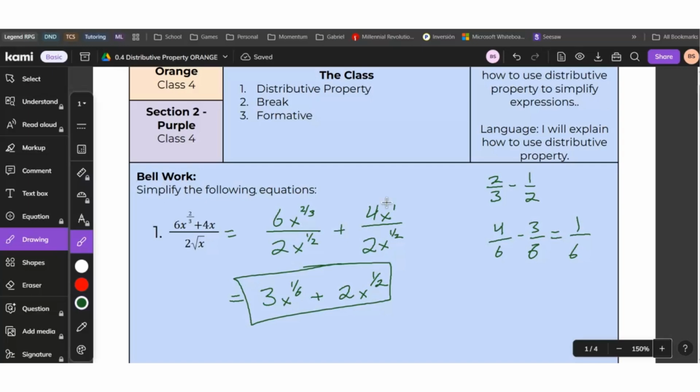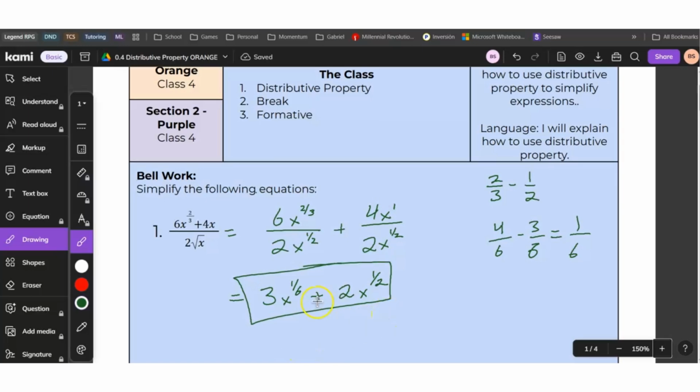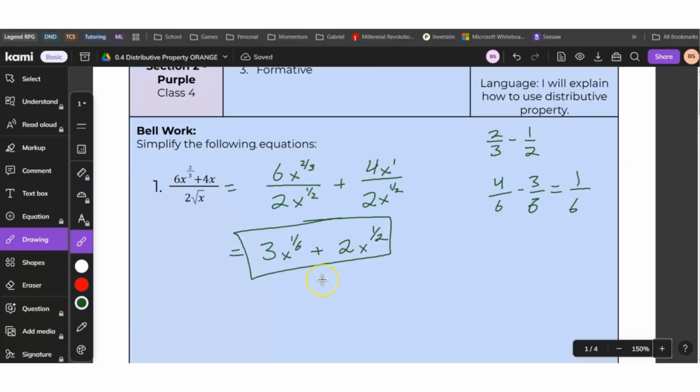Why? There's no way to get this so that I can put them all together because the x's are fundamentally different. Even if I make this 3/6, 3/6 is not the same as 1/6. So while I could add those fractions, I can't add the bases of the exponents. So they have to be exactly the same. They need to both be 1/6 or both be 1/2. Then I can put them together. Otherwise I can't, so we leave it like that. Yeah, exactly.